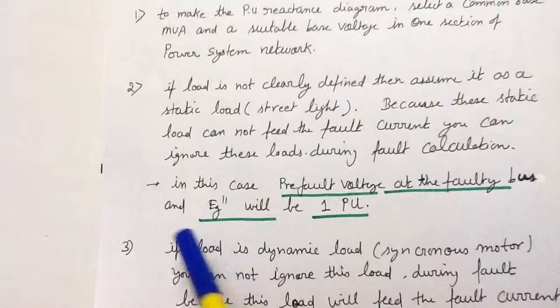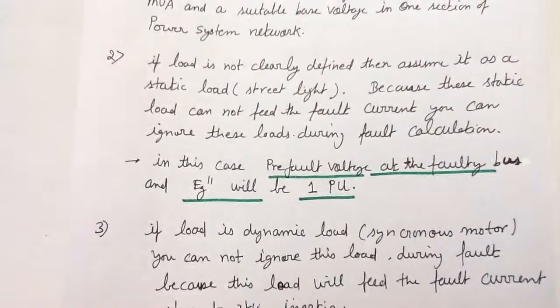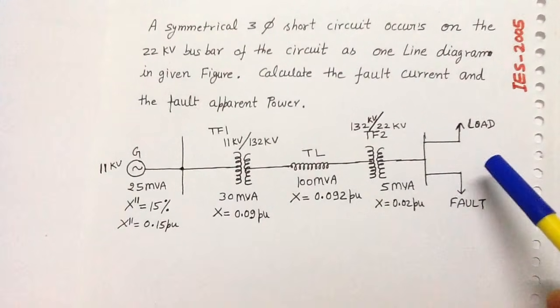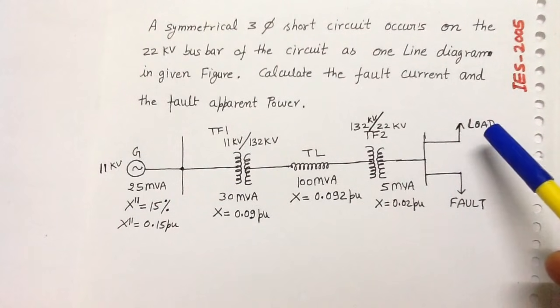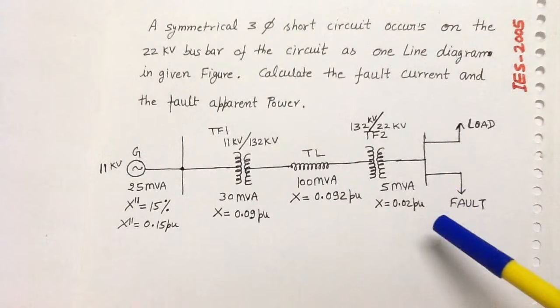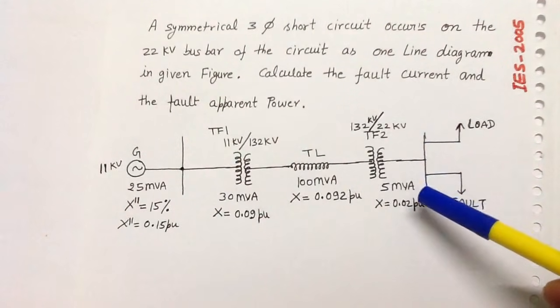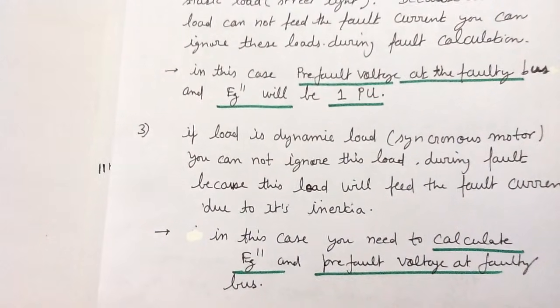Now the third key point is regarding the dynamic load. An example of a dynamic load is a synchronous motor. Suppose there is a synchronous motor, which is a dynamic load. Then during the fault, the synchronous motor will behave like a generator and it will feed the fault current, so you cannot ignore the synchronous motor. In this situation, you need to calculate the pre-fault voltage at the faulty bus, and you need to calculate the internal voltage of the generator. And this was the third key point.